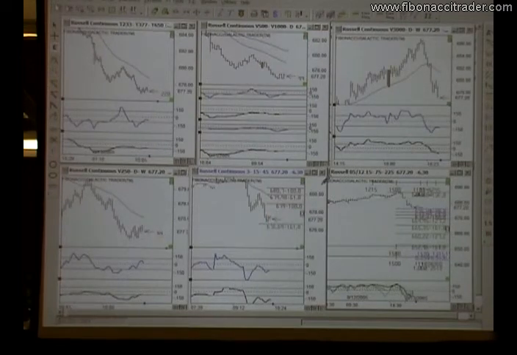Mark, is that a violation of the close? No. Mark, does the keep live line work on the retracement tool also? Yes.